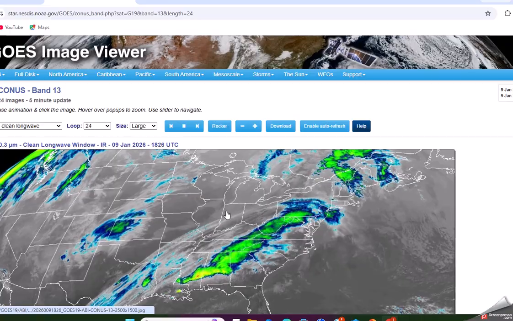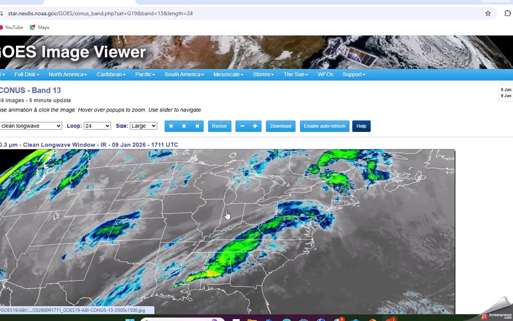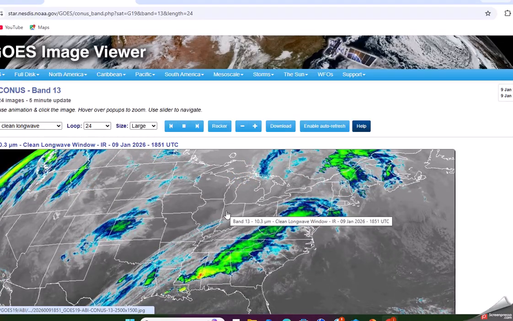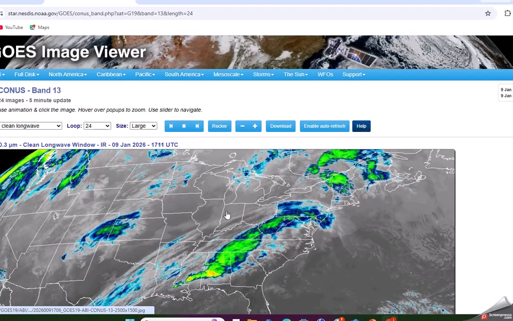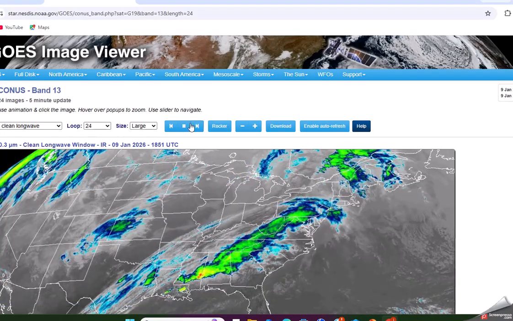So this is an image that can be used all day long. Whereas the visible that we were looking at earlier, it's only good during the daytime. This is good the entire day through.